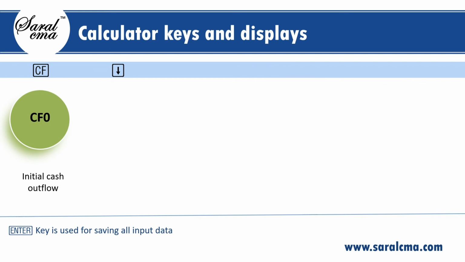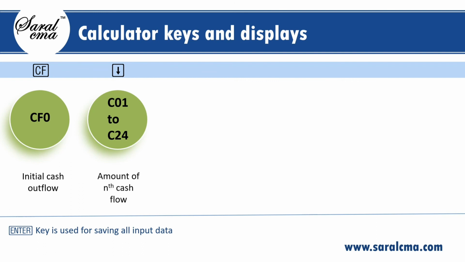When down arrow key, which is located on the first row of calculator, is pressed after inputting and saving initial cash outflow, one gets to see on the display panel any one of range of abbreviations from C01 to C24. C stands for cash flow. Here one needs to input and save cash flow for the relevant period. The calculator can store maximum of 24 cash flow groups besides the initial cash investment.